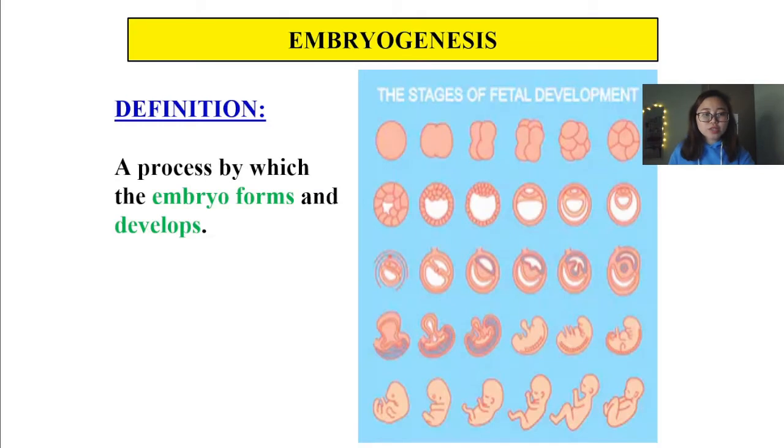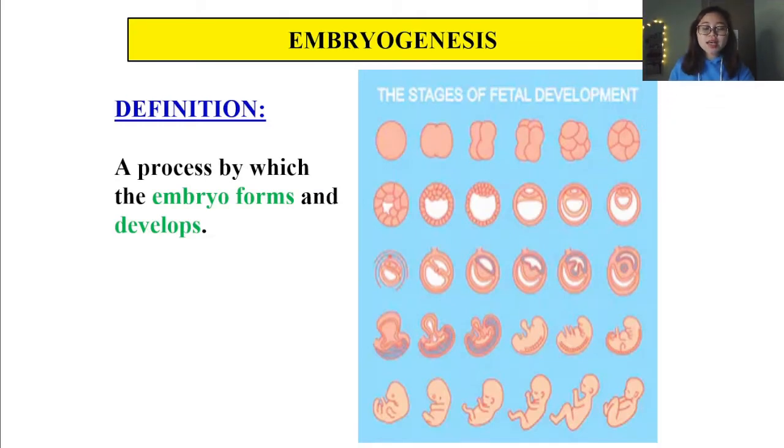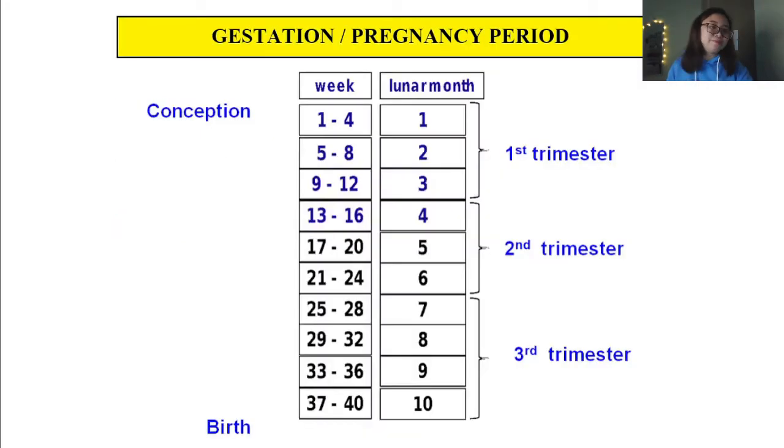So first things first, we should start with definitions. Let us define what is embryogenesis. Embryogenesis is the process by which the embryo will form and develop. So how it goes from one single cell, divides by mitosis, it develops into different organs, and eventually becomes a fetus. And when it comes out, we call it a baby.